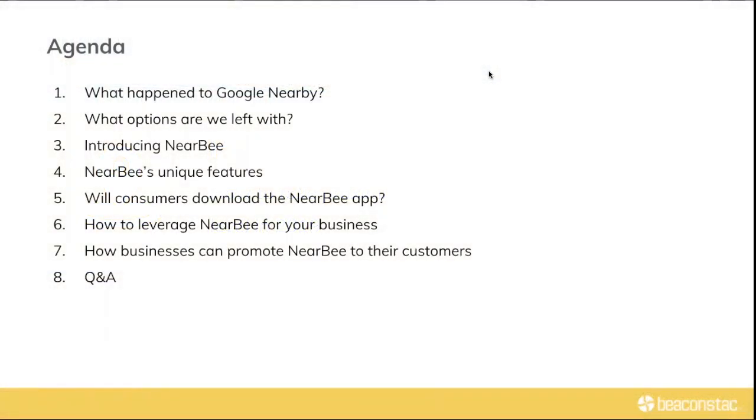All right, in today's session, we're going to talk about what really happened with Google Nearby, what the options are for proximity marketers like us, what it is that BeaconStack here is doing for the ecosystem, and how it is that we plan to essentially take this forward for everyone in the ecosystem through innovation that all of us can contribute to, what it is that NearBee, the app that we announced, has, what its unique features are, and how you can make use of them.